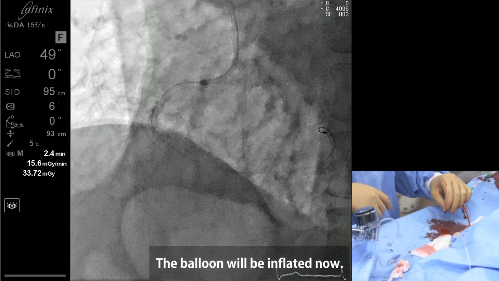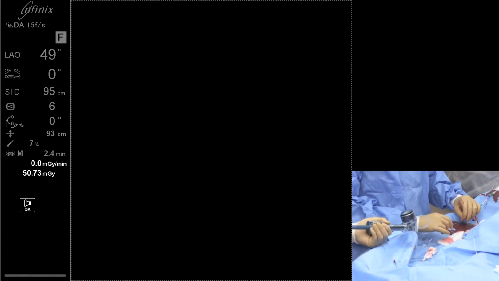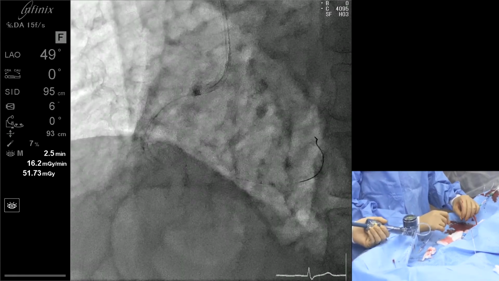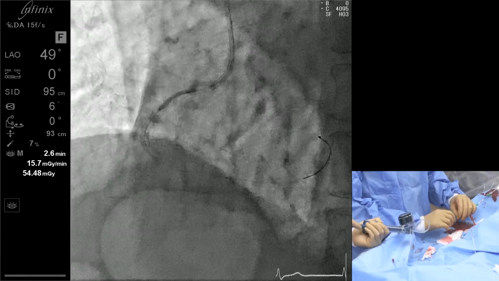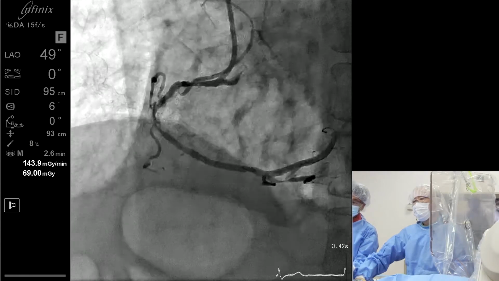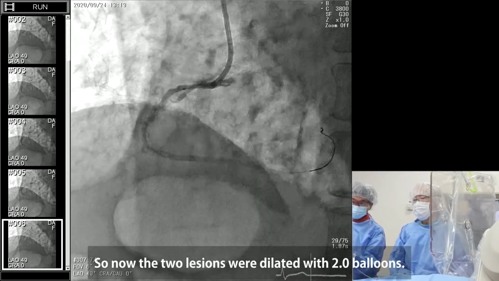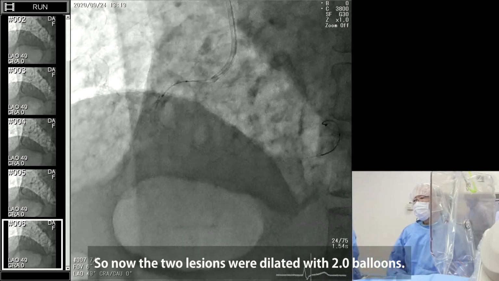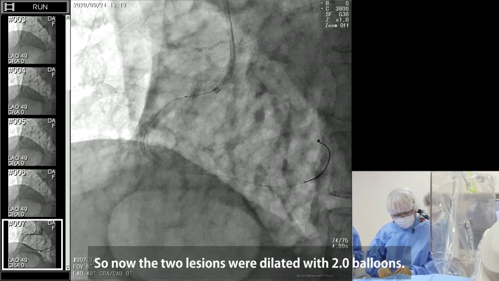Balloon will be inflated now. So now the lesion was dilated with a 2.0 balloon.